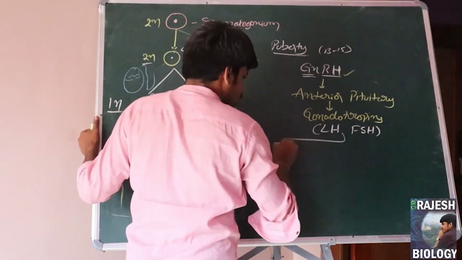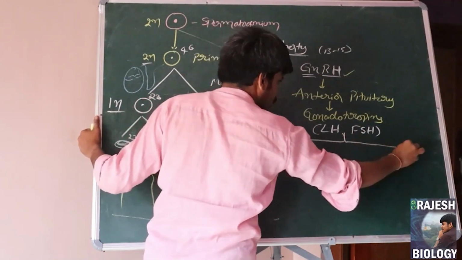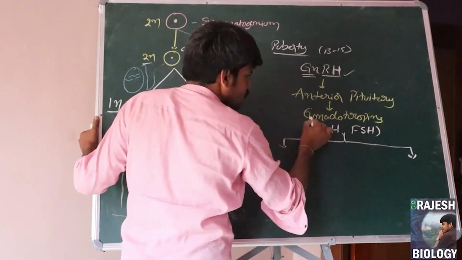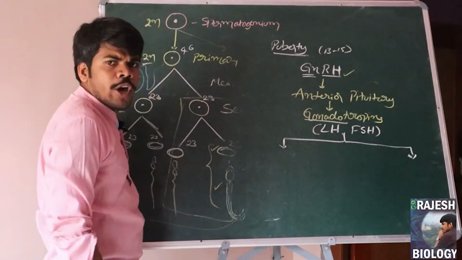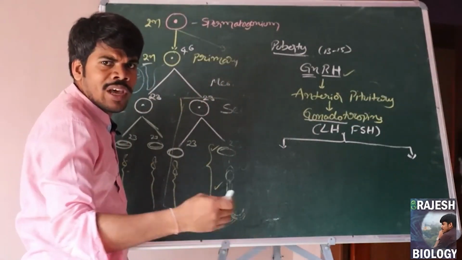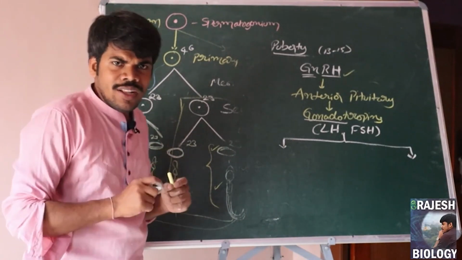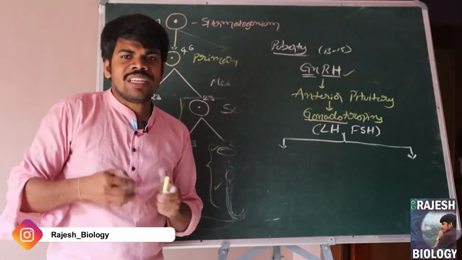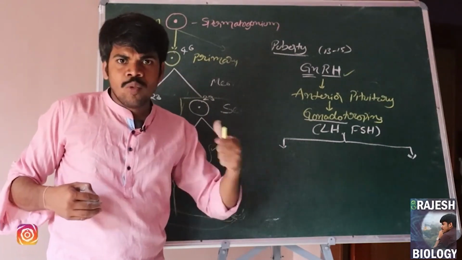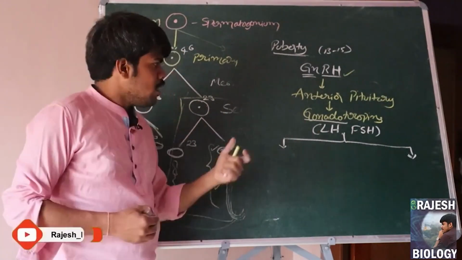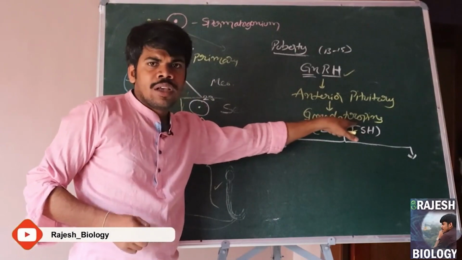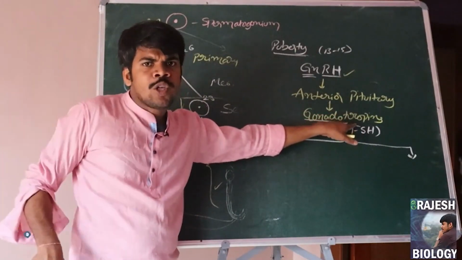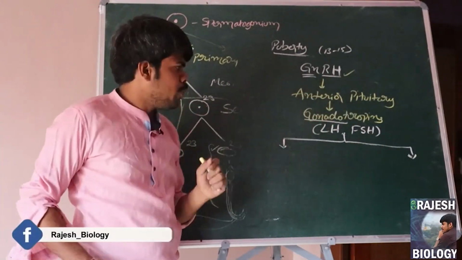These 2 hormones work on gonads. Gonad means what? Testis and ovary are called gonads. Organs which produce gametes are called gonads. Testis in male is a gonad, ovary in female is a gonad. So tropin means stimulating. Hormones which stimulate the gonads are called gonadotropins.